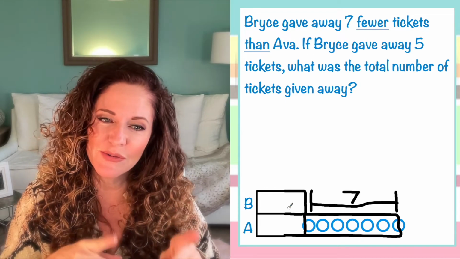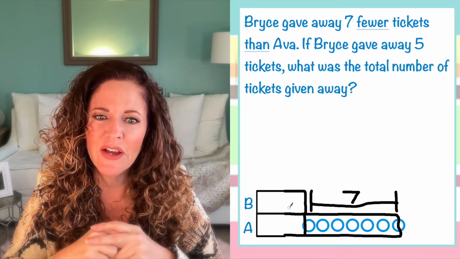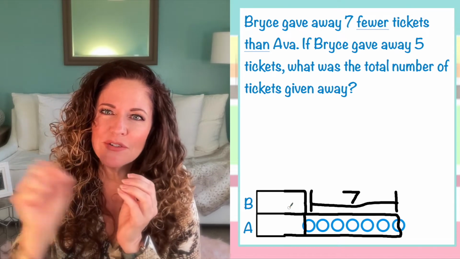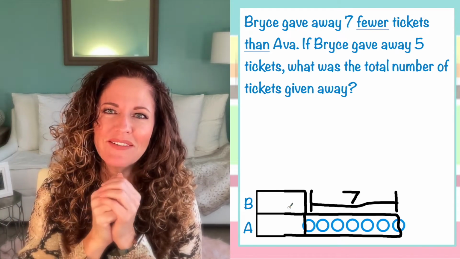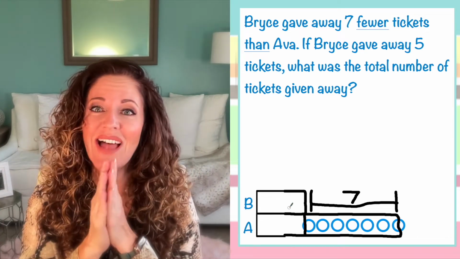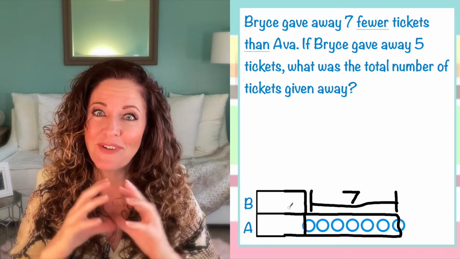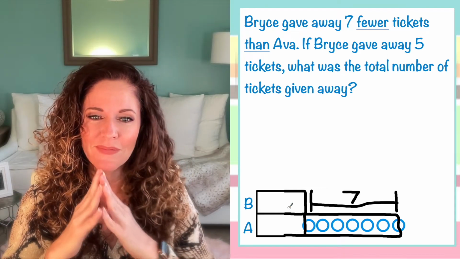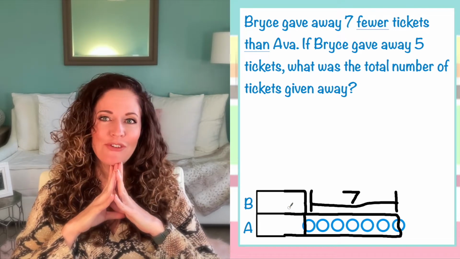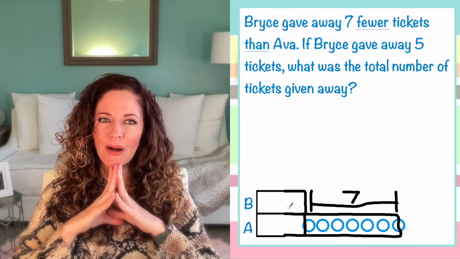Notice that when I drew the 7 fewer that Bryce has, I didn't actually draw counters because Bryce does not have those. If I drew counters, it would look like Bryce had those 7 tickets. He doesn't. That's the empty space that he does not have that Ava does have. That's their difference. All right, so now we know how many extra tickets Ava gave away and how many fewer tickets Bryce gave away. But let's finish modeling our problem.